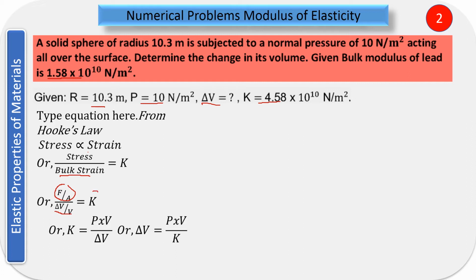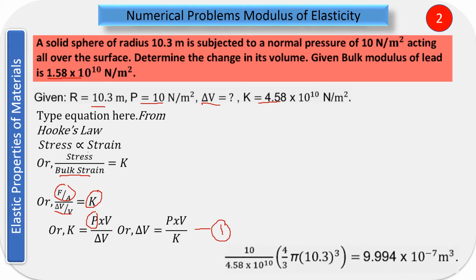So this is nothing, this is your K, and now you rearrange all those values and find out the value of delta V. Here F upon A is equal to your pressure, because the pressure that you are applying is 10 Newton per meter square. So F upon A is equal to pressure, right? V has of course gone up. So I have just rearranged, and this is your equation for the change in the volume, delta V. Now you substitute all those values, and there you have the answer.